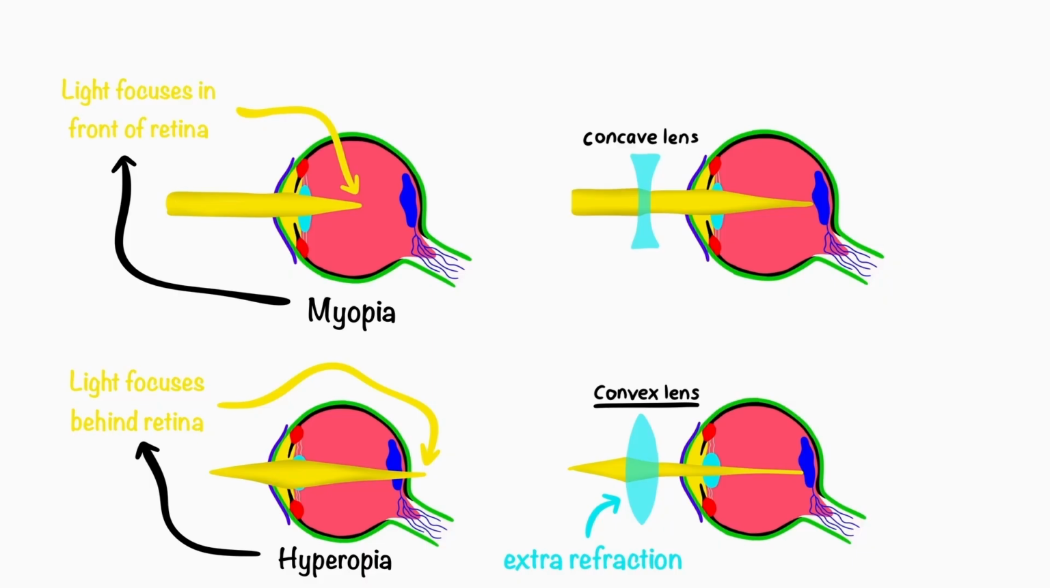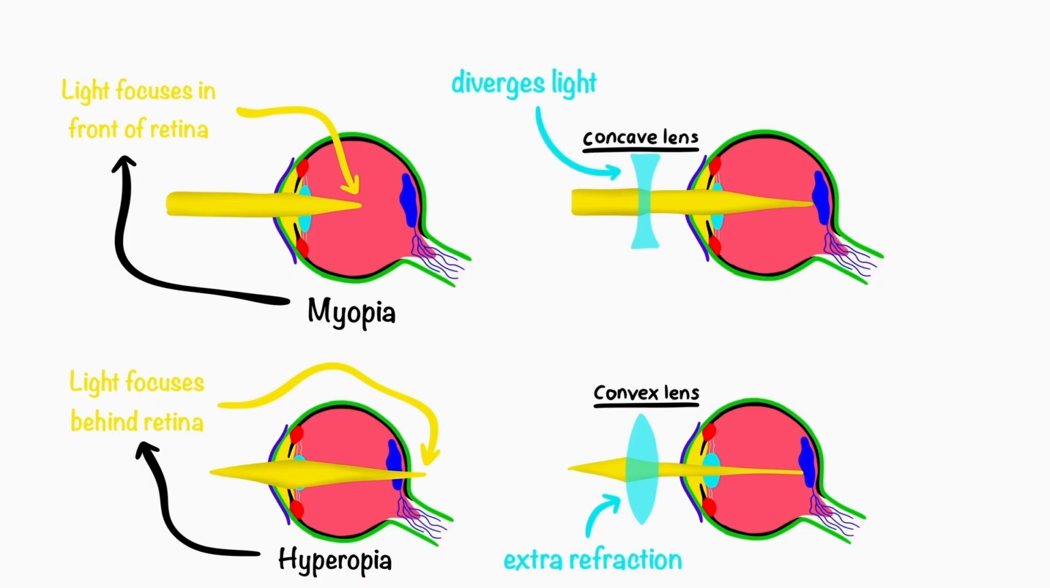They see nearby objects clearly but have difficulty with distant vision. This occurs when the eyeball is too elongated or when the lens curves too much. This causes the focal point to fall in front of the retina rather than on it, making distant objects appear blurry. The clinical term for this condition is myopia.